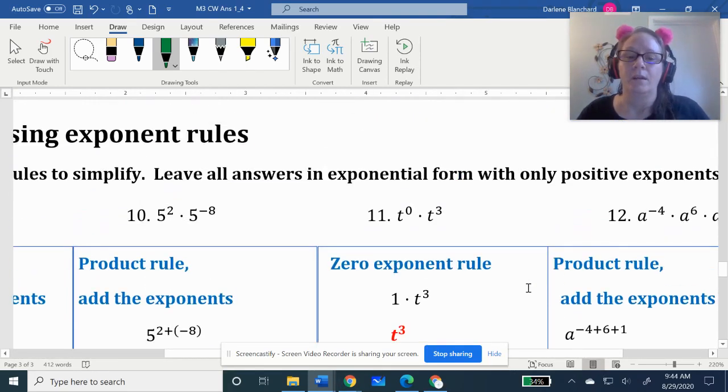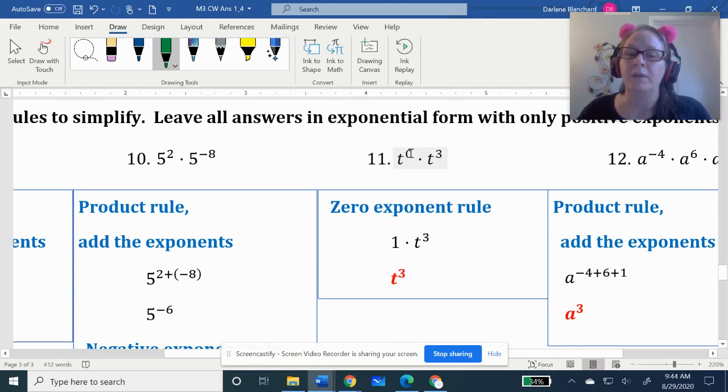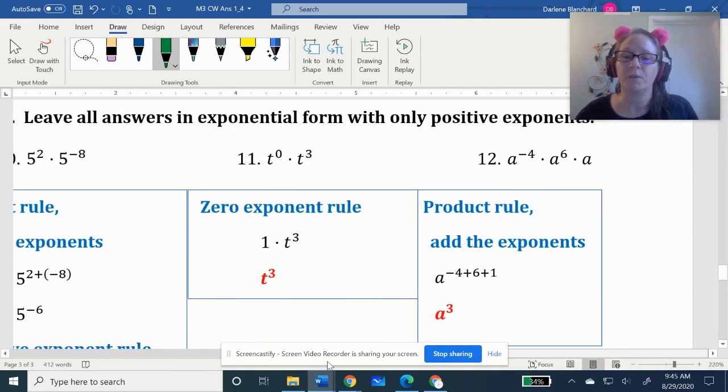Then, number 11, we have a 0 exponent on variable t. And as far as you need to be concerned with in this class, a variable to the 0 power is 1. And so what is 1 times t cubed? It's just t cubed. And that problem is over.